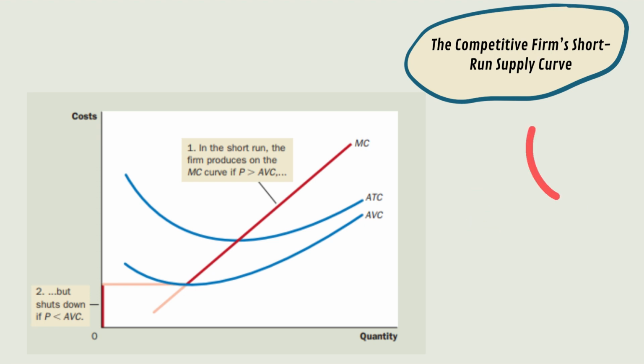If the firm produces anything, it produces the quantity at which marginal cost equals the price of the good. Yet if the price is less than average variable cost at that quantity, the firm is better off shutting down and not producing anything. These results are illustrated in Figure 3. The competitive firm's short-run supply curve is the portion of its marginal cost curve that lies above average variable cost.